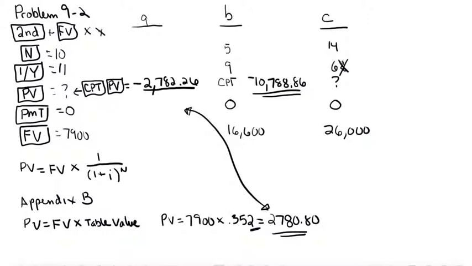for FV. Now I push the compute button and present value, and I end up getting negative 11,499.93. That's the answer. And we've just completed 3 present value calculations using the calculator, and I demonstrated 1 using the table.